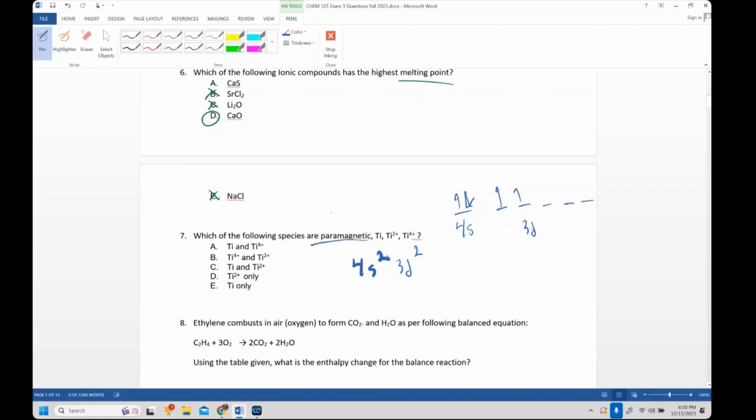Which of the following species are paramagnetic? That means there's at least one unpaired electron. That's what we mean by paramagnetic. Originally, titanium in the neutral state has 2 electrons that are unpaired. Therefore, titanium will be paramagnetic. 2+, if we take out 2 electrons, it will not be paramagnetic, it'll be diamagnetic. And then if we take out 4 electrons, take out these 2, it will also be, well, actually, wait, I messed up.